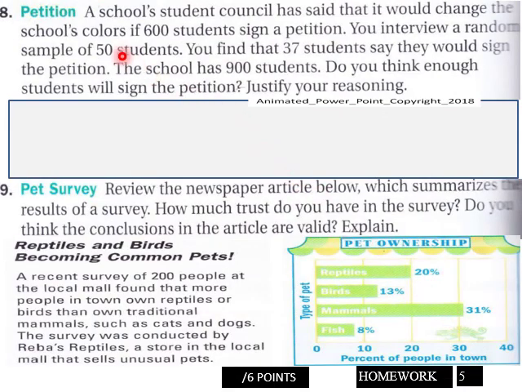Page 5, you have a petition question here. Justify your reasoning. So use full sentences to justify your reasoning here. And then number 9, a pet survey, and you have this table here, or graph. Do you think the conclusions in the article are valid? Explain. That goes into page 6 on your explanation space on page 6. And there's 6 points here for this.